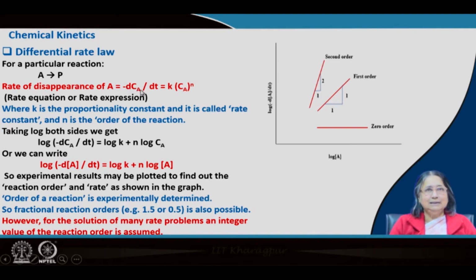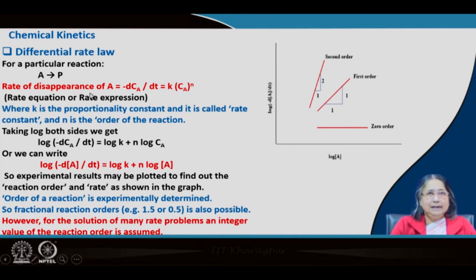So, minus dCA/dt, this is the rate, and rate is related to the concentration in some way. How? Rate is nothing but k, the proportionality constant, times CA. You know that concentration can be expressed in two different ways. This is one way to represent: concentration of A as the subscript. Another way we can represent the concentration is within the square brackets.